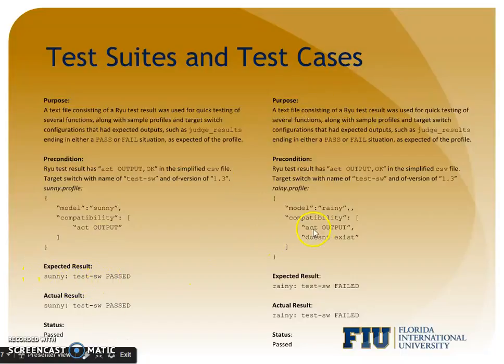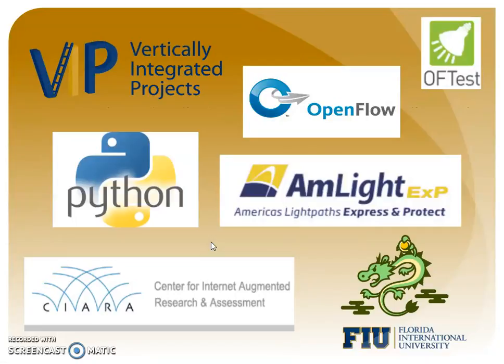Now for this one, we just specify "doesn't exist." So "doesn't exist" is not an actual test case name, so of course the switch will fail on this example. So for this rainy example, the test switch actually failed, and this is the expected result and the actual result here. And you can compare those to the sunny example.